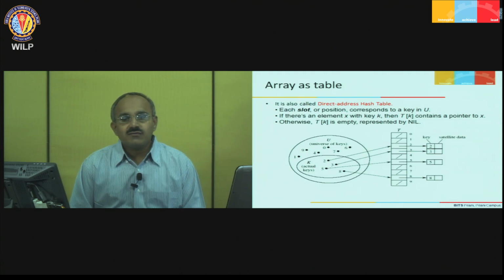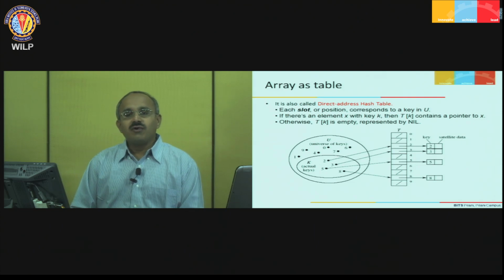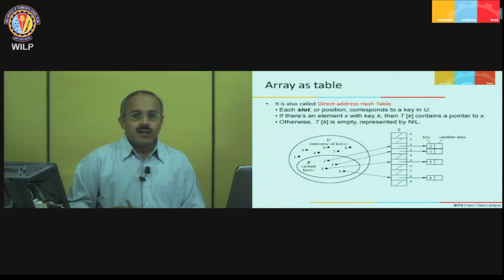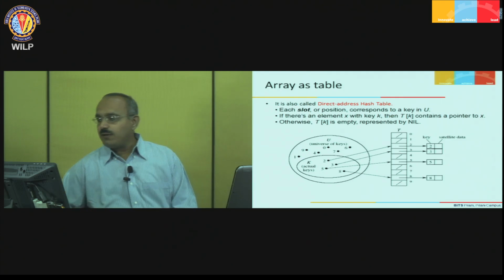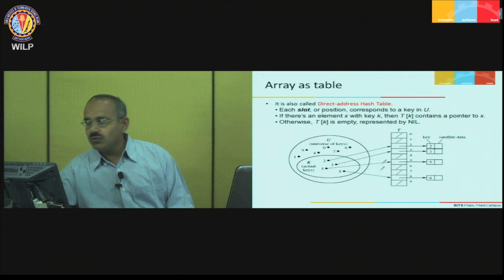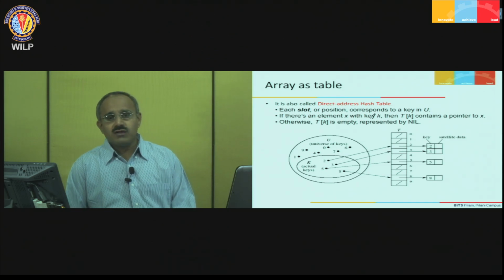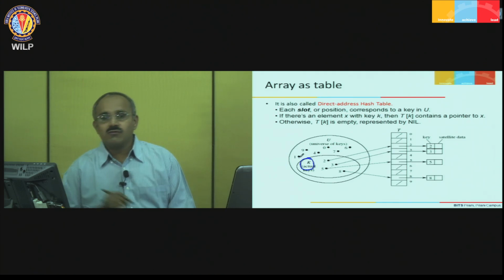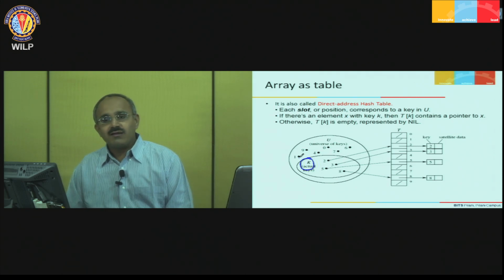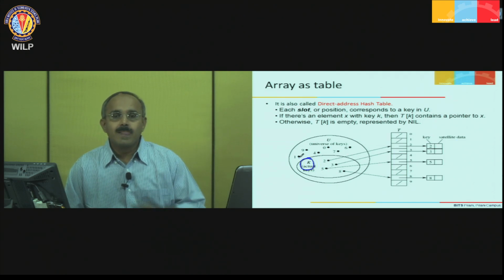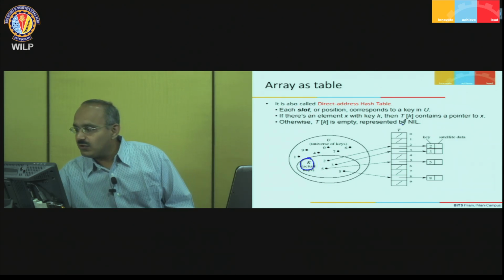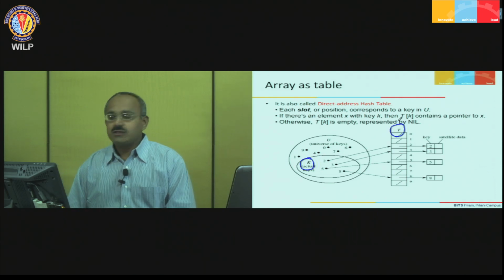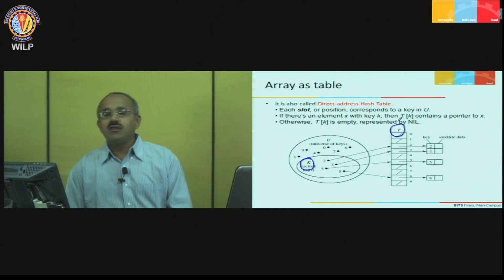If there is an element x with key k, then T[k] contains a pointer to x, otherwise T[k] is empty, represented by a nil. So, a direct address hash table is going to be, so this is U, the universe of keys from which we are going to draw our keys. K represents the actual keys that we are going to work with in the present application, and in a direct address scheme, or direct address hash table, T is your direct address hash table, each slot or position corresponds to a key in U.